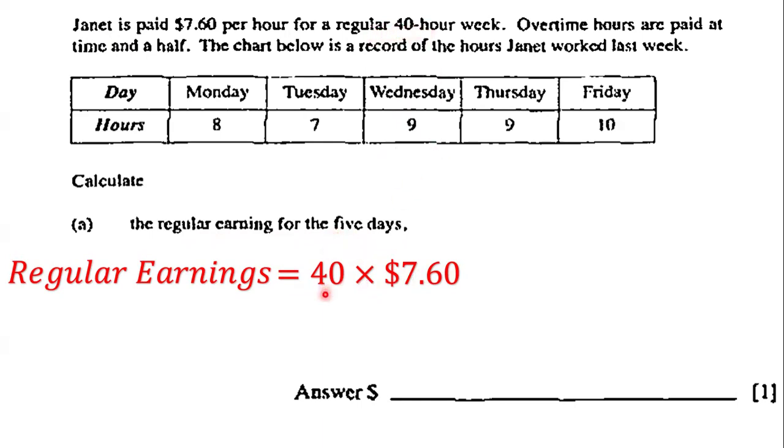And so we have 40 multiplied by $7.60. And when we multiply these two together, we get $304. And so that means that her regular earnings for the 5 days is going to be $304.